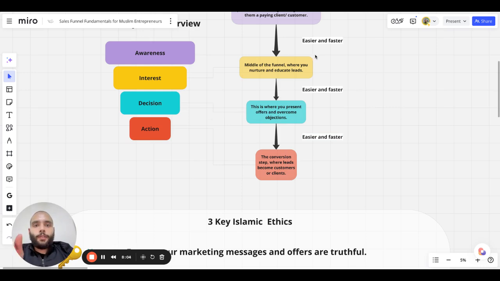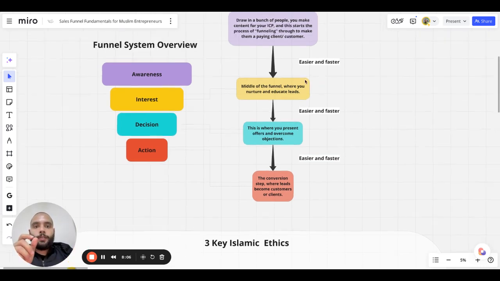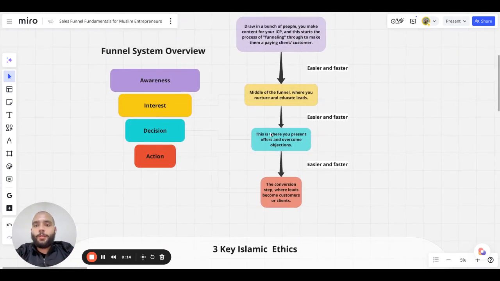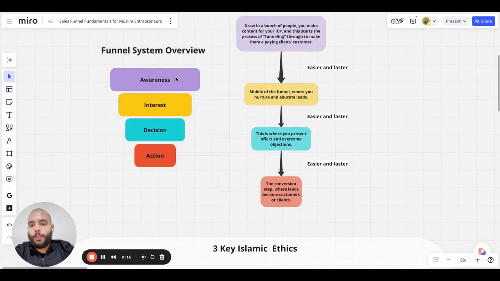So easier and faster is the name of the game. So let's start. Oh, we didn't go over the red one. So that's the action. So that's the actual selling step. That's your real call to action. So this is the conversion step where all the people that go down your funnel end up. If you can see here, it's getting smaller and smaller. So it's getting from purple, yellow, blue, and red. It's getting smaller, and that's the point.